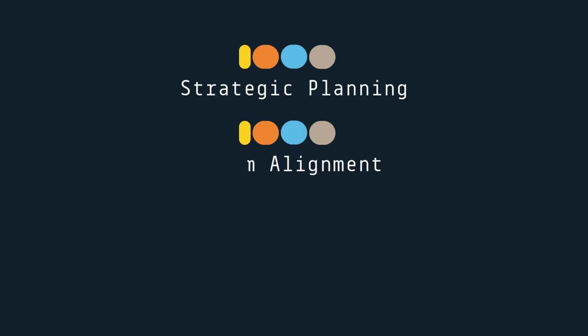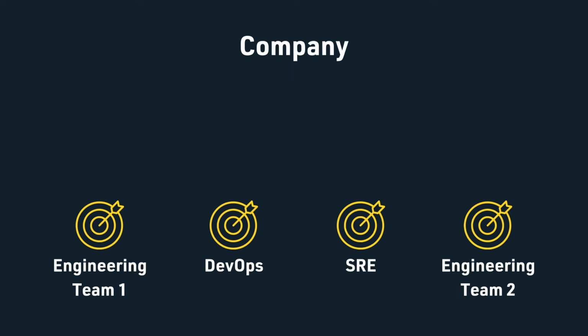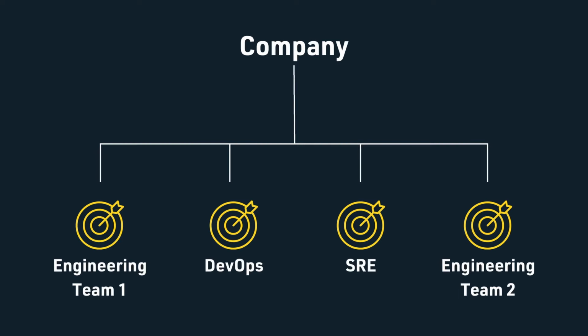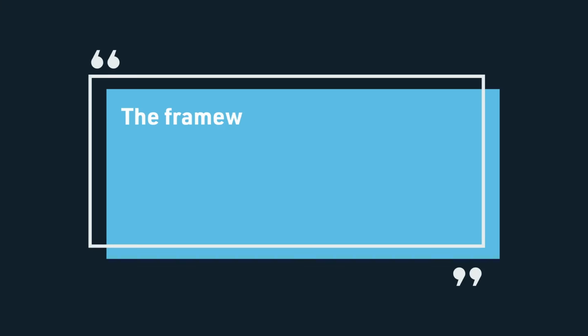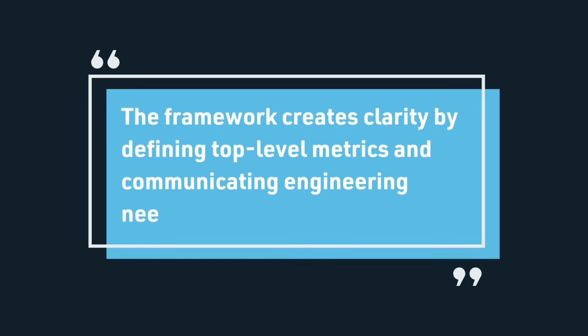The framework also helps with aligning teams on priorities. Different teams often have conflicting priorities. This framework sets annual goals to ensure all the teams are aligned with company-wide objectives, reducing conflicts and building trust. And lastly, a major benefit this framework offers is the increase in transparency. Engineering work can be hard to quantify compared to other departments. The framework creates clarity by defining top-level metrics and communicating engineering needs to all stakeholders, fostering transparency and trust.